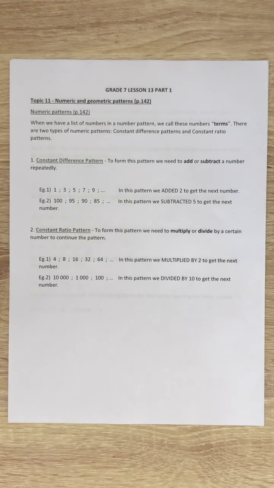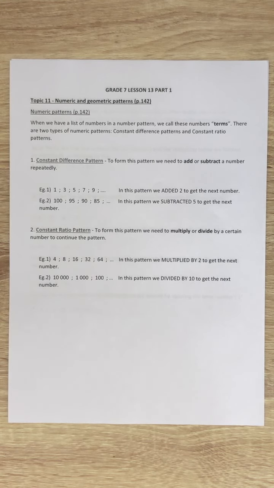Then we get constant ratio patterns, which, as I said, is when we multiply or divide by a certain number. Example 1 goes 4, 8, 16, 32, 64. We can see these numbers are getting bigger and they are doubling in size with every step. So with this one, we know that our rule is multiply by 2, or times 2.